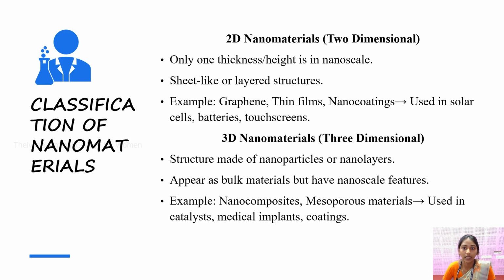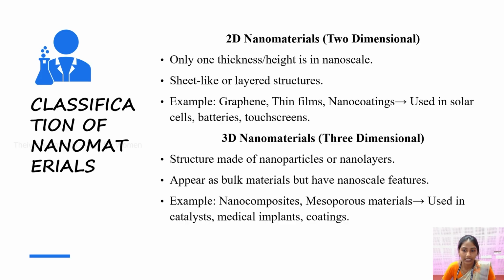2-dimension nanomaterial. Only thickness is in nanoscale, 1 to 100 nanometer. It looks like sheet-like or layered structure. Example, graphene, thin film, nano coating. It is used in solar cell, battery, touch screen.